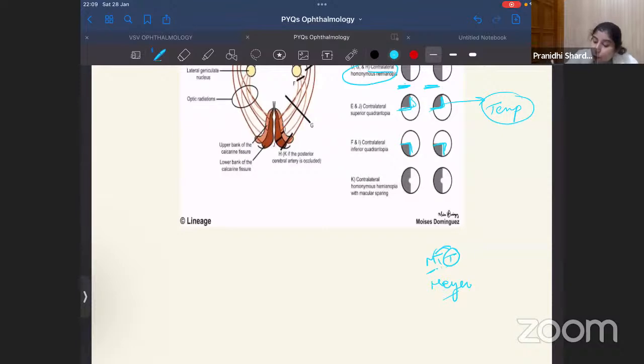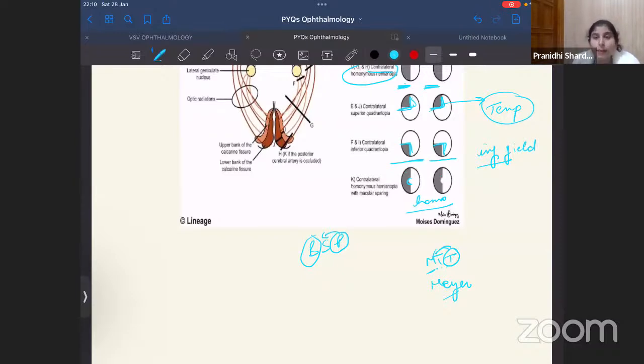In the parietal lobe is Baum's loop, or Baum's fibers, which are superior, gone in the parietal. So the superior fibers will give inferior field loss. So it will be pie in the floor. This is the macular sparing. This is the same side, macular sparing homonymous hemianopia.